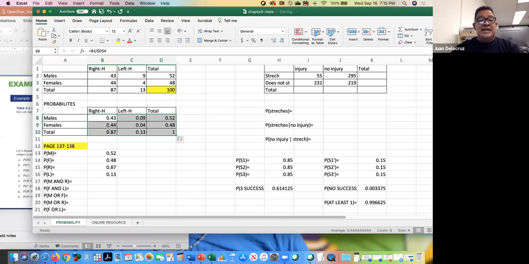So if you say what is the probability that we have a right-handed male, this is 43. What is the probability that a person enters and it's going to be a male? What is the probability of a right-handed male? What is the probability of a left-handed female? We have 4%, right? What is the probability of a left person? Well, those are 13%, and so forth.